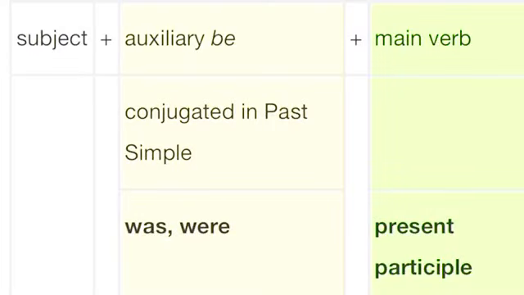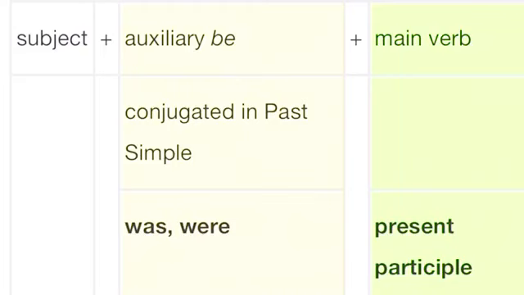So students, that was all about your simple past tense. Now let us talk about the past continuous tense. Now students, let us talk about the structure of the past continuous tense. Now you can see here it's subject plus the auxiliary be plus the main verb. Got it? So now the auxiliary verb is conjugated in the past simple. The word be, the auxiliary verb, is either was or were.